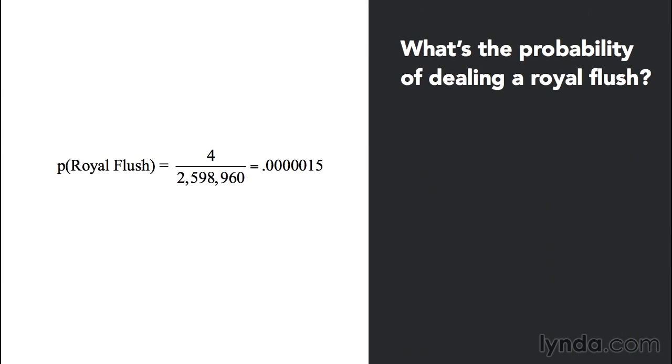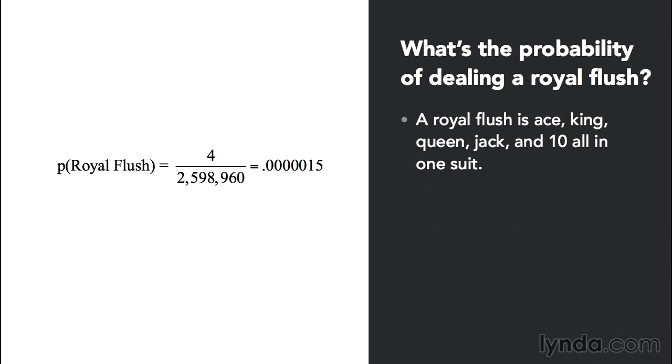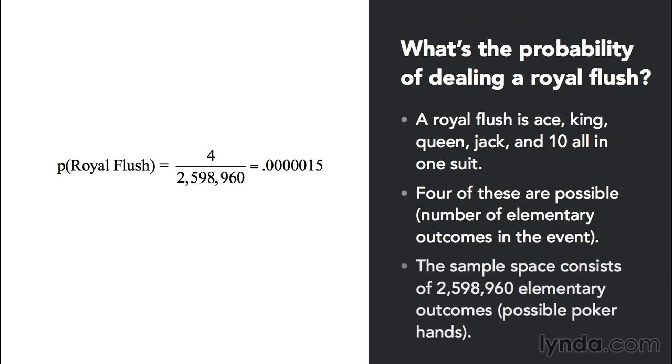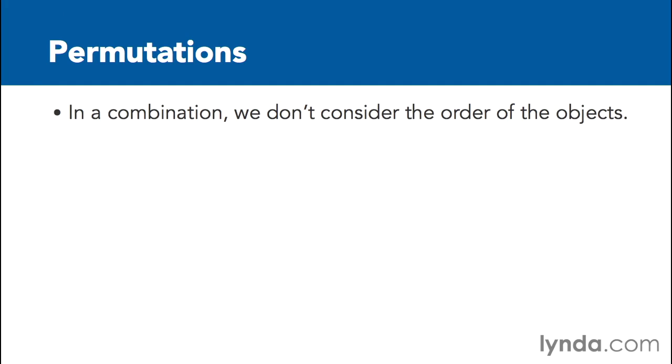We can apply this to probability. What's the probability of dealing a royal flush? A royal flush is ace, king, queen, jack, and 10 all in one suit. 4 of those are possible. That's the number of elementary outcomes in the event. And the sample space consists of the 2,598,960 possible poker hands. So the probability is 4 over that gigantic number, which is 0.0000015.